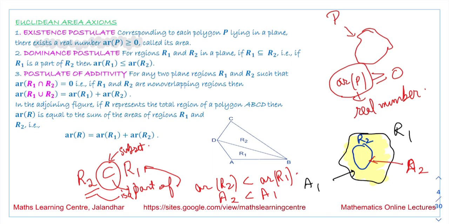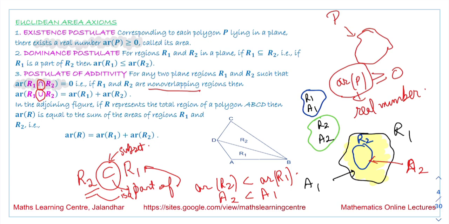Next is the postulate of additivity. For any two plane regions R1 and R2 such that this condition holds, the symbol for intersection means the regions are non-overlapping. This is the symbol for union. Union means we are adding those two regions, adding their areas. Suppose this is the first region R1, which has area A1, and this is the second region R2, which has area A2.